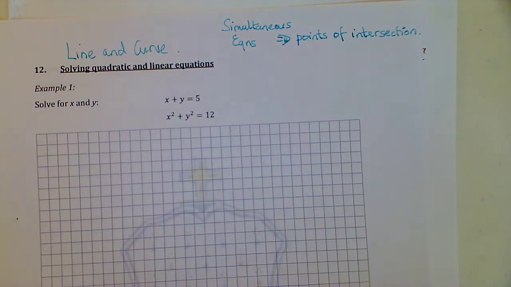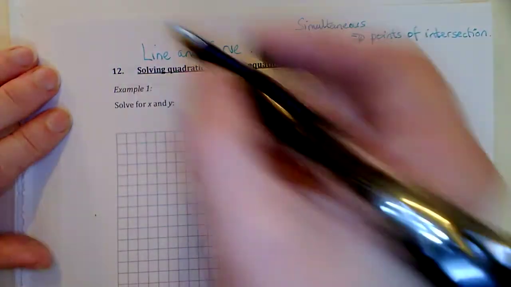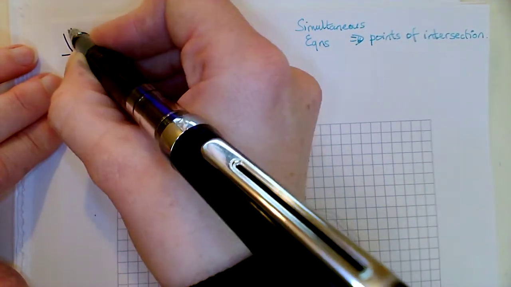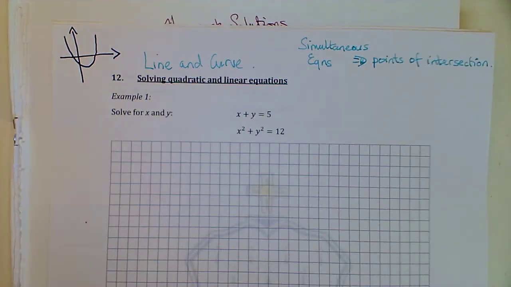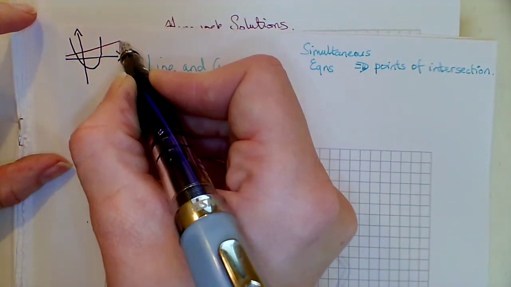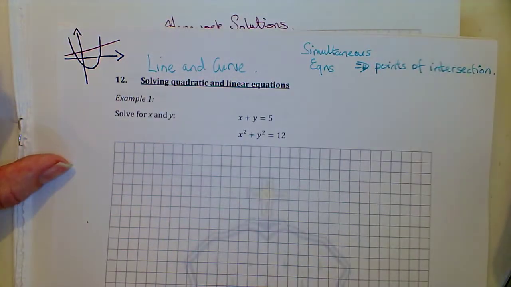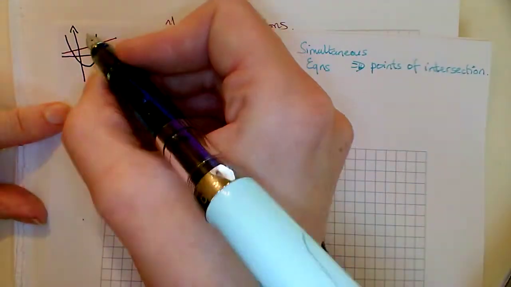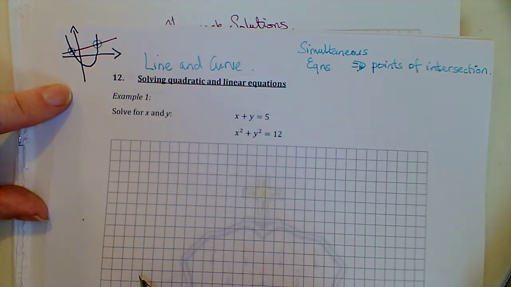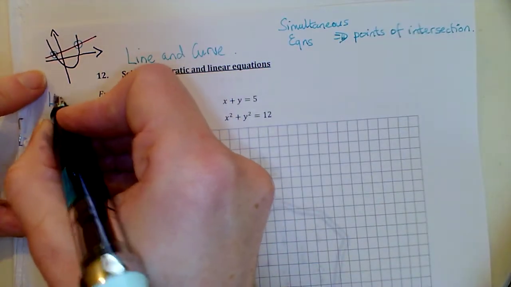So if we imagine what's happening when we're finding the point of intersection of a line and a curve. Now it said quadratic, so imagine a U-shaped quadratic equation drawn like this on my x and y axis, and then I have a line going somewhere through my space like this. So I have a line and a curve. What happens? Well, the line and the curve will intersect at 2 points, usually.